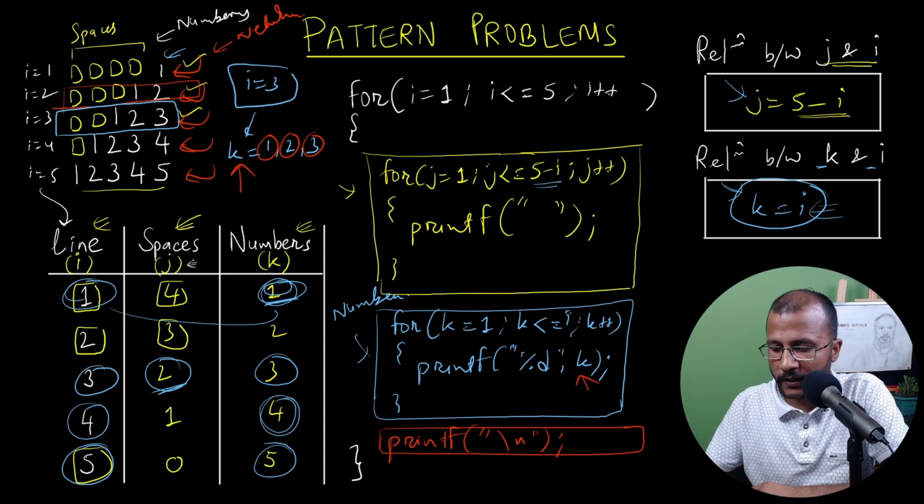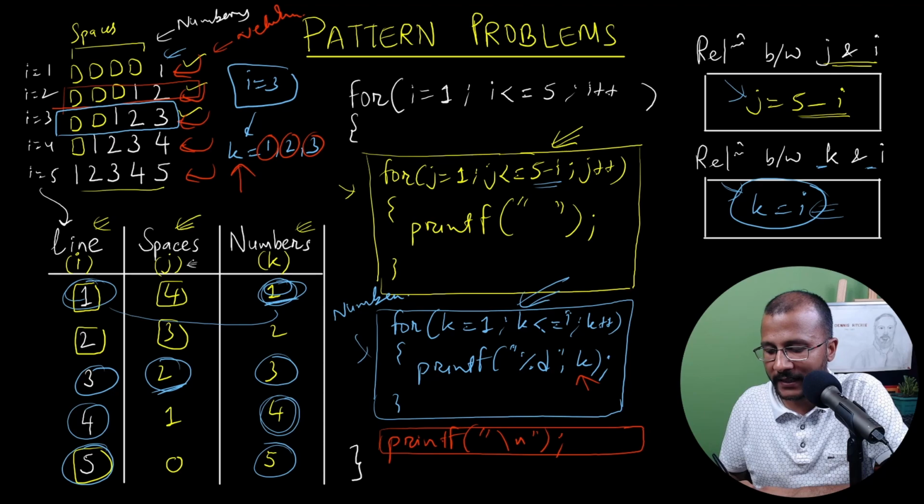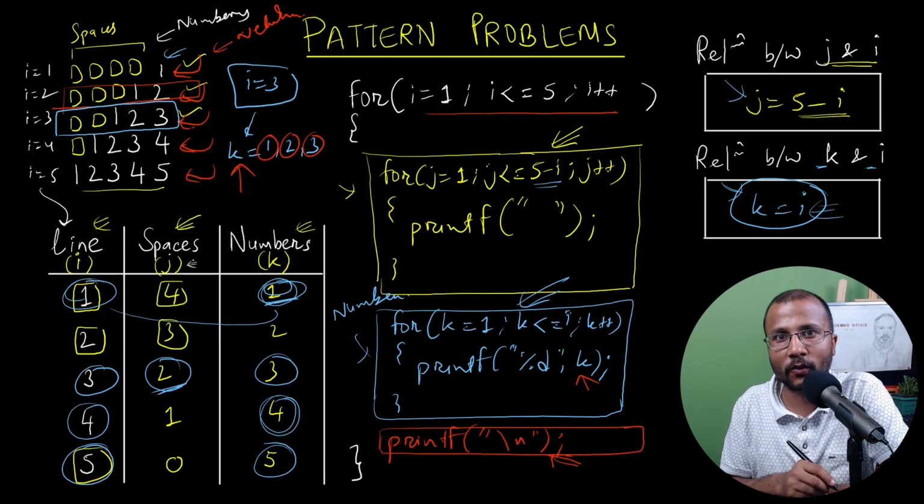So the first inner loop, this one, is responsible for displaying all the spaces. This inner loop, the second one, is responsible for displaying all the numbers, and this statement is responsible for displaying a new line character. Now this is repeated totally 5 times in order to display all these 5 lines, and this pattern will be displayed as it is. I hope this is clear to all of you.